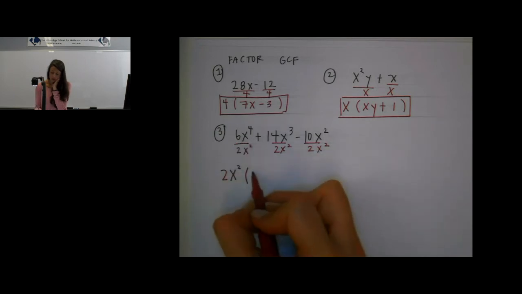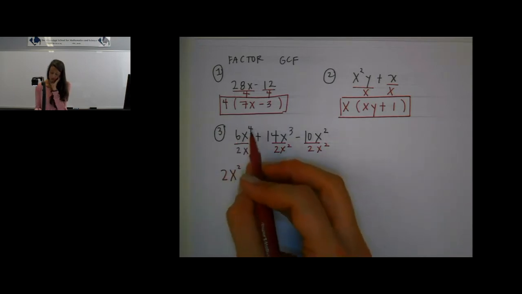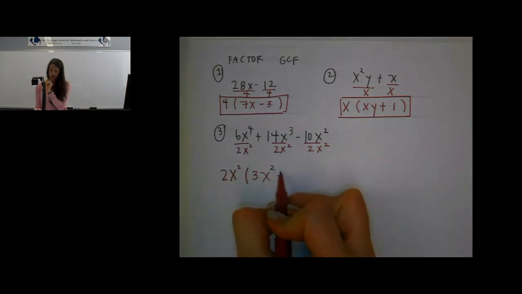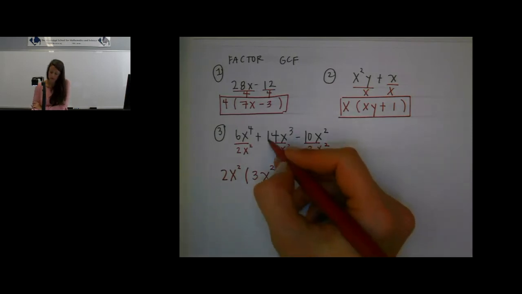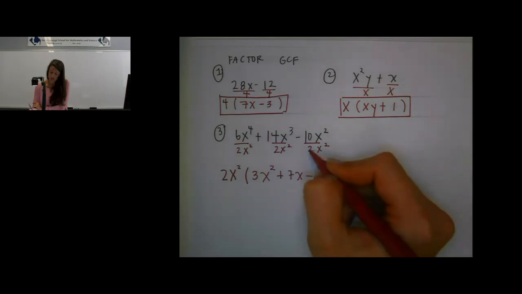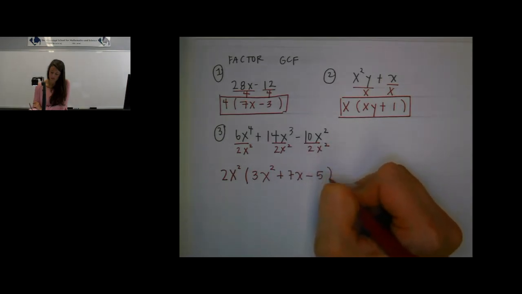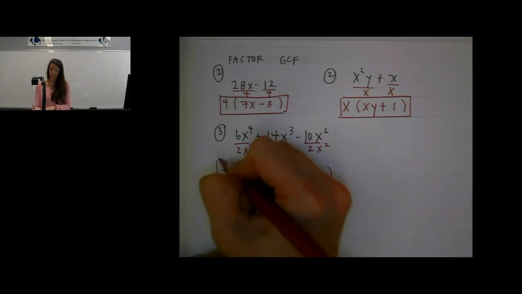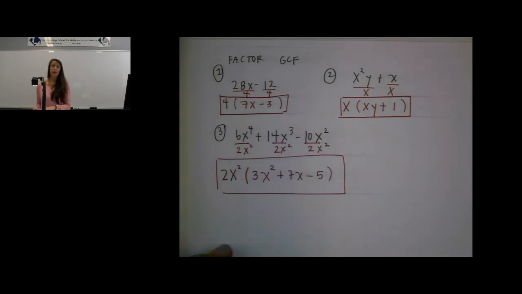2 goes into 6 3 times, and you'll be left with x to the 4th over x squared, which will leave you with x squared. 14 over 2 will leave you with 7 and an x. 10 over 2 will leave you with a 5. So there you go.